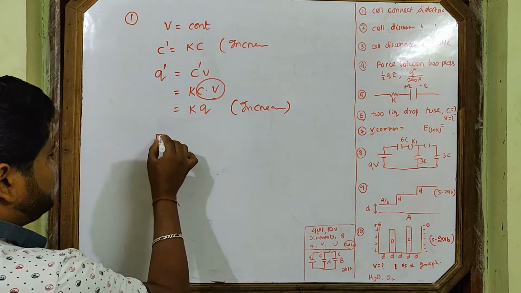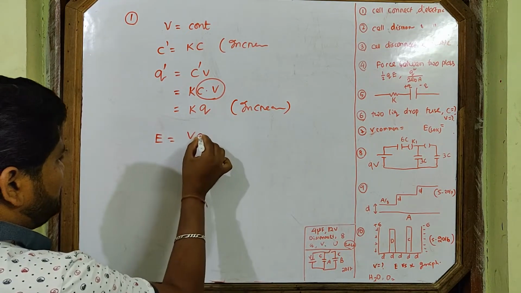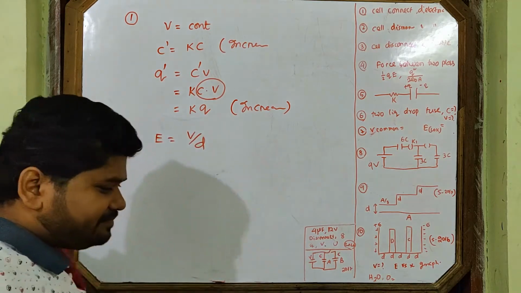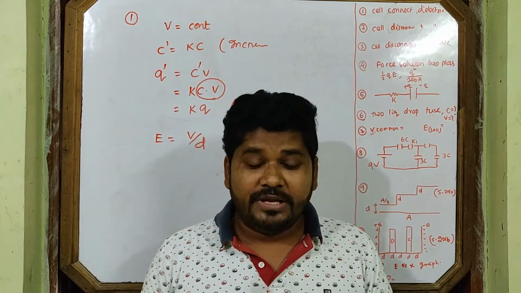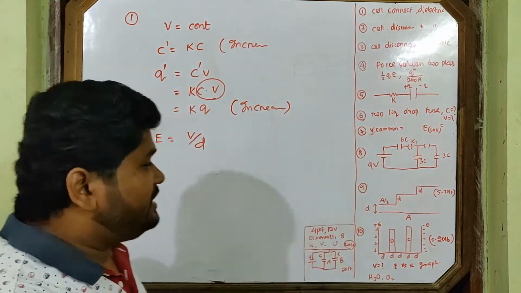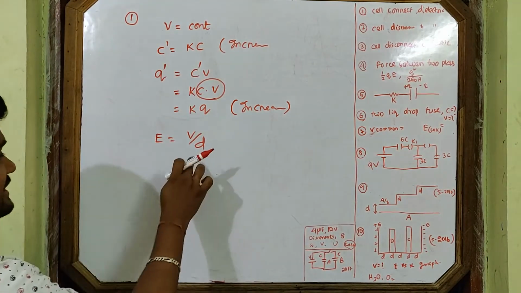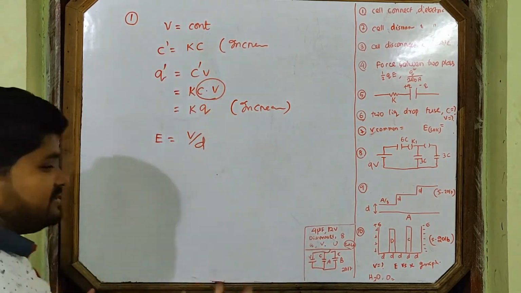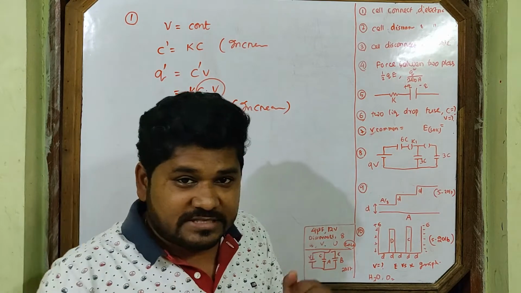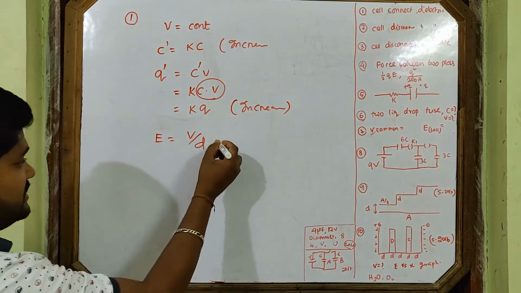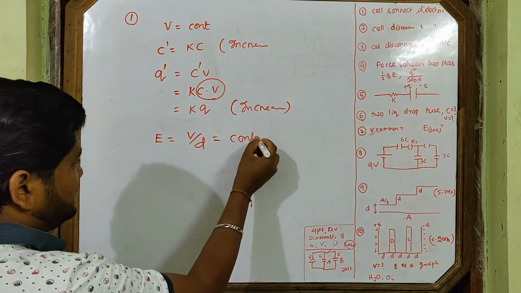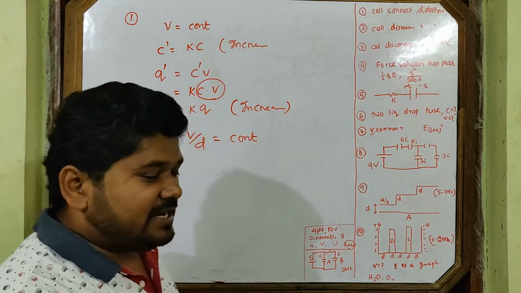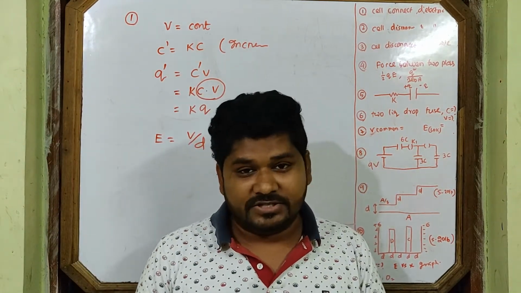Now what about the electric field E? E equal to V by d. You know E equal to V by d. V remains constant. d remains constant. d is the separation between the two plates. We have not changed that one, that remains constant. What about this E? E is obviously constant. The electric field doesn't change.